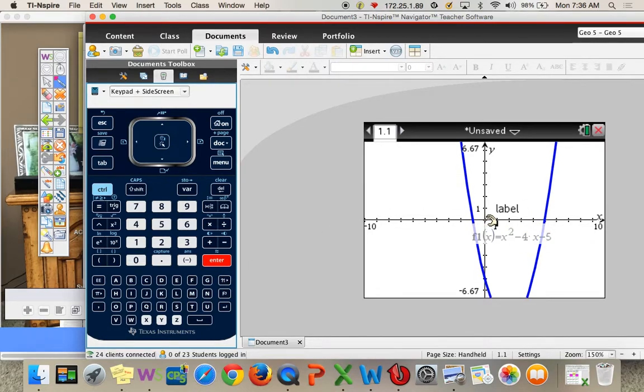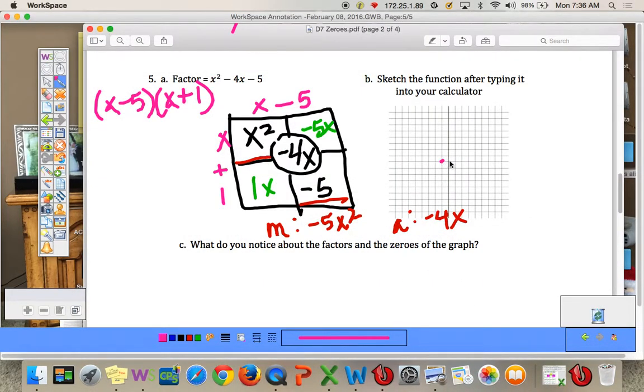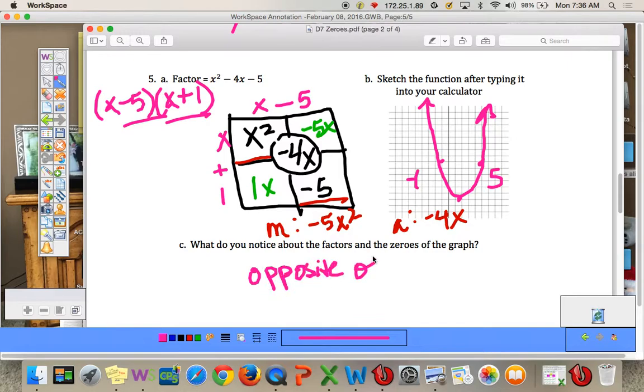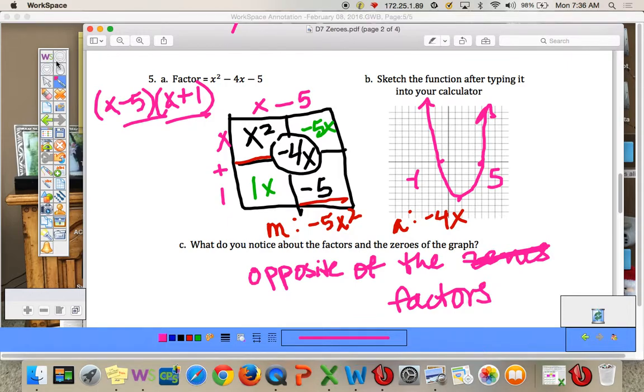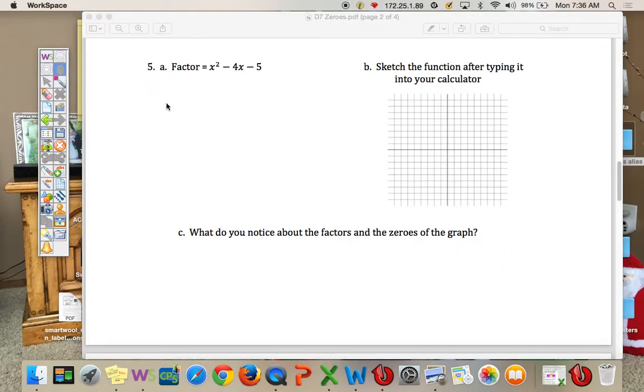All right, look for where the zeros are. They're at negative 1 and at 5. Negative 1, 1, 2, 3, 4, 5, and then the y-intercept's somewhere down here. So here's my sketch. Again, what do you notice about the factors, which are at 1, negative 1, and 5, and the zeros? Well, they're the opposite of the zeros, of the factors, I should say. So the zeros are the opposite of the factors.